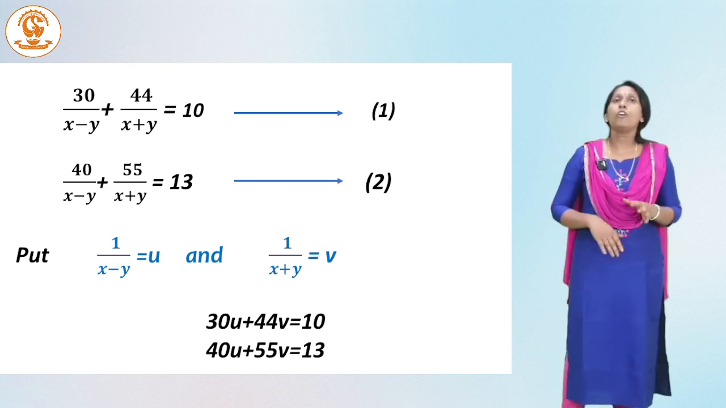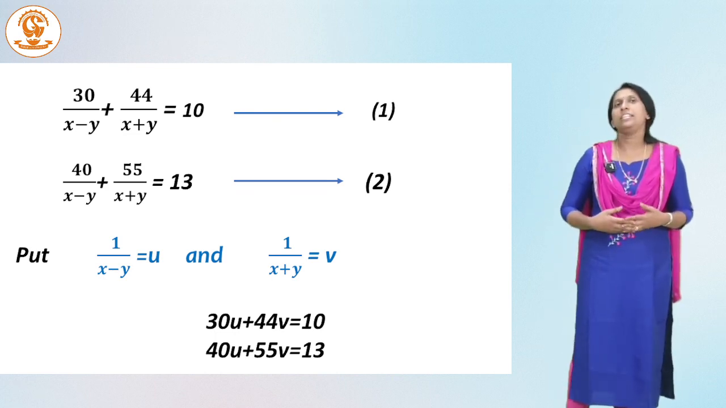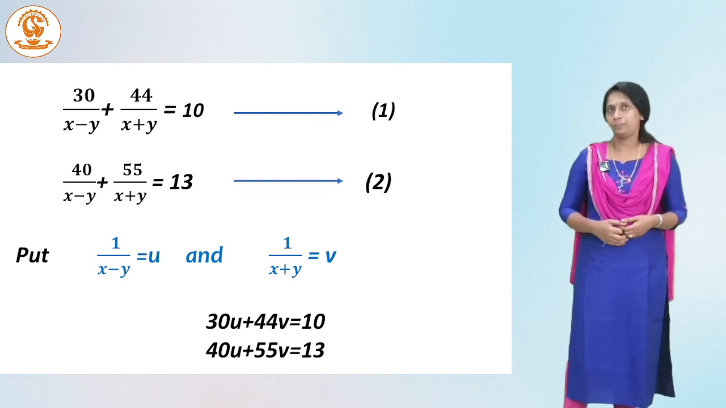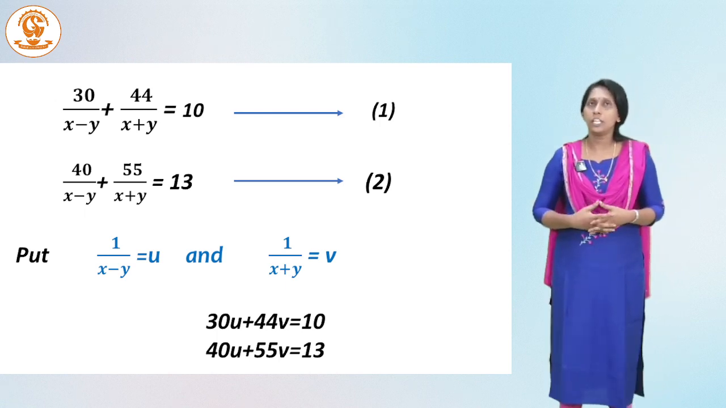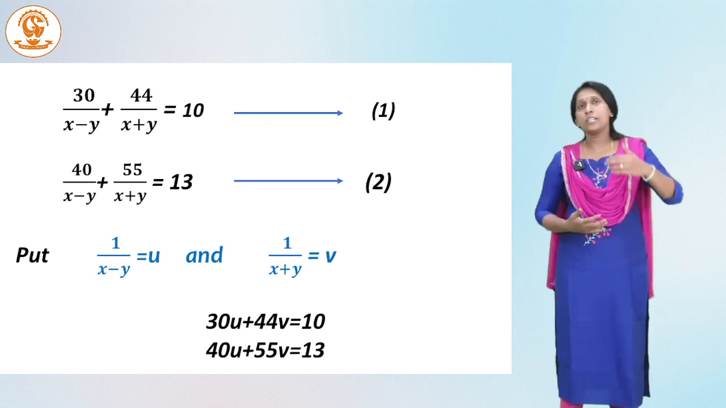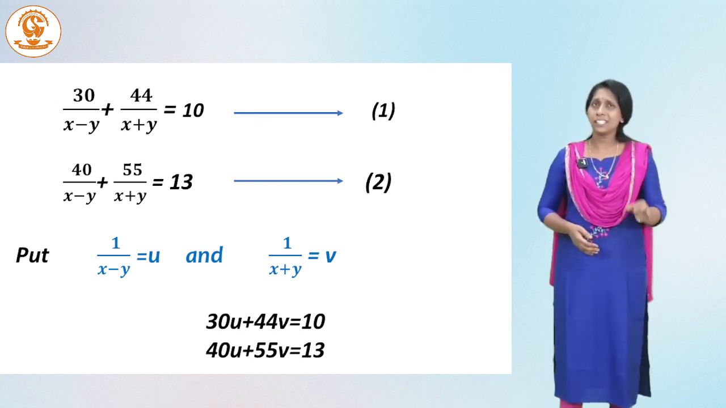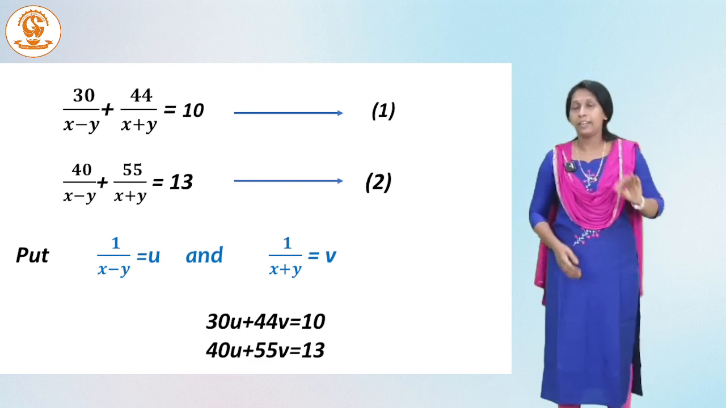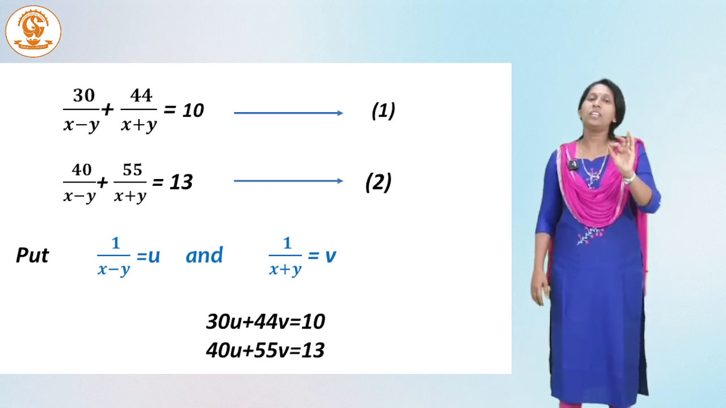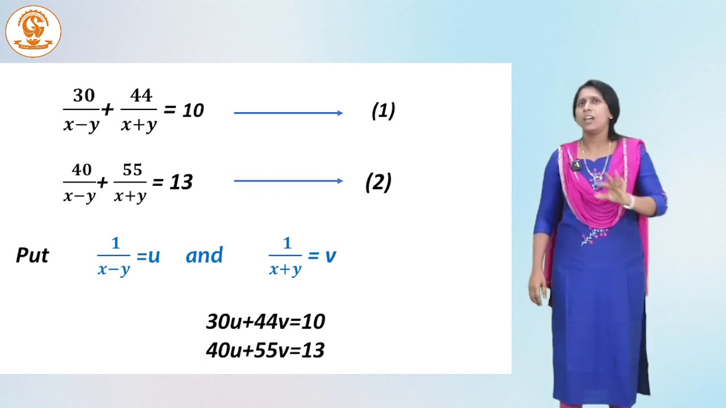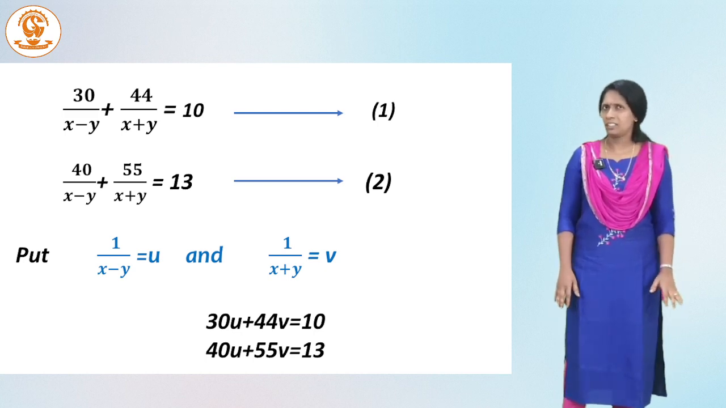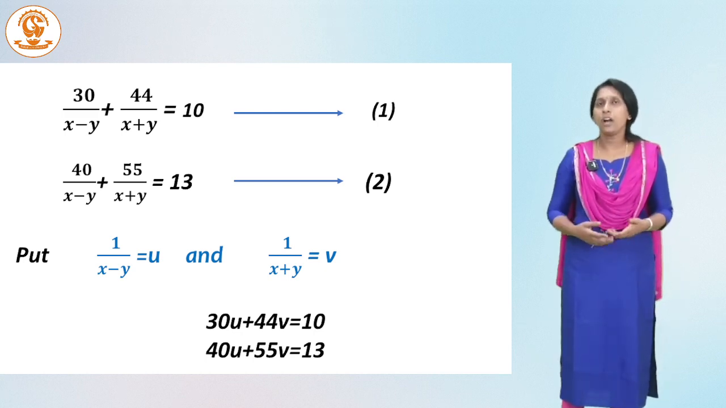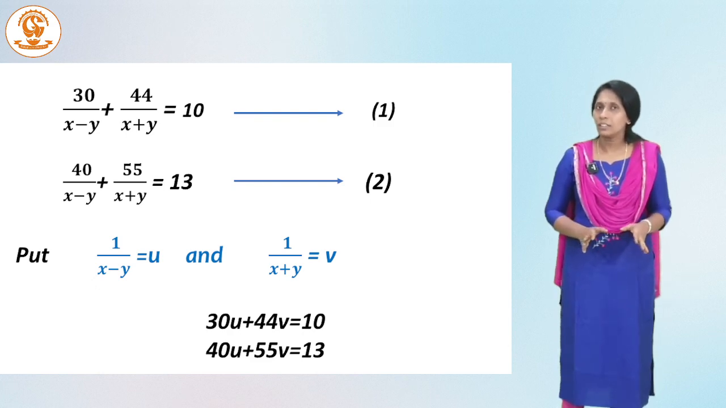linear. So for making those equations linear, we need to give proper substitution, isn't it? So let 1 by x minus y is equal to u and 1 by x plus y is equal to v. Then the two equations become 30u plus 44v is equal to 10 and 40u plus 55v is equal to 13. Now any doubt in this substitution? No doubt.